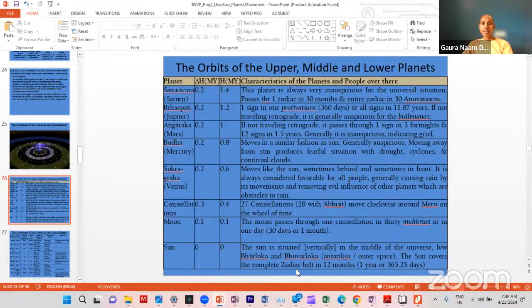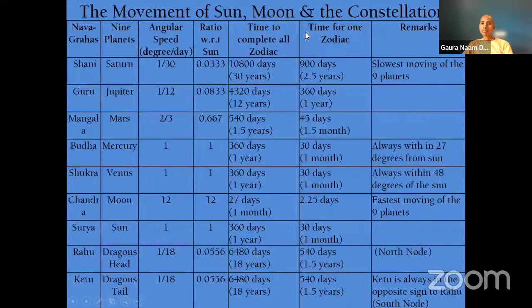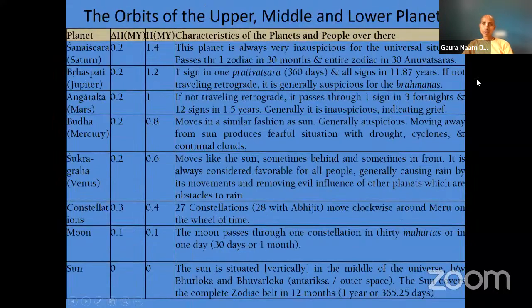The sun is situated in the middle of the universe between Bhuloka and Bhuvarloka, and the sun covers the complete zodiac belt in 12 months. So that means in 12 months, the sun is rotating one anti-clockwise with respect to the zodiac belt, with respect to constellations. But the moon passes through one constellation in 30 muhurtas, or in one day.